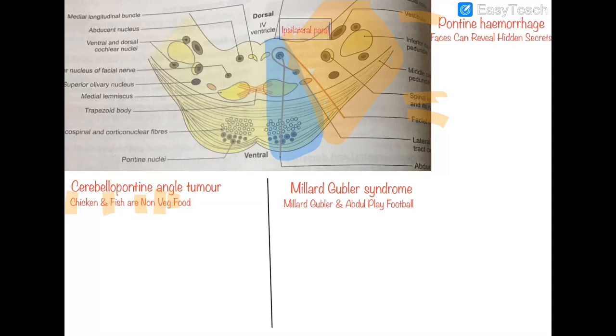paralysis of facial muscles, hyperacusis and loss of taste sensation from anterior 2/3 of tongue.